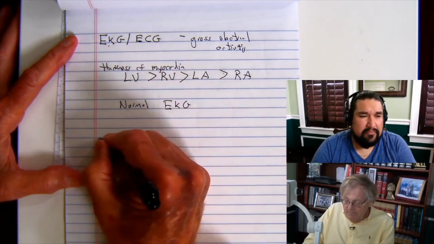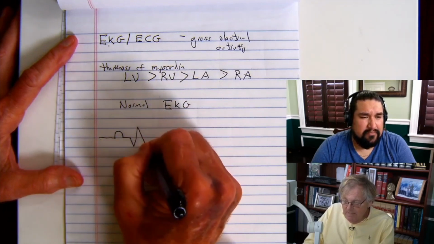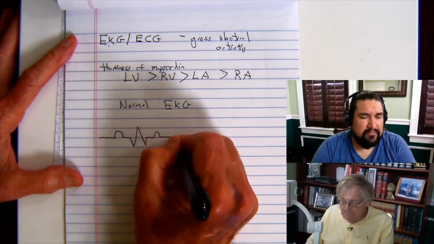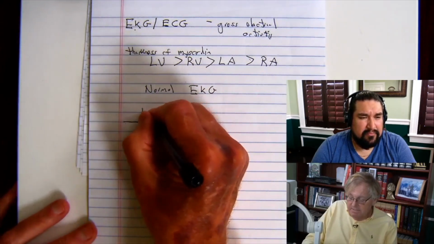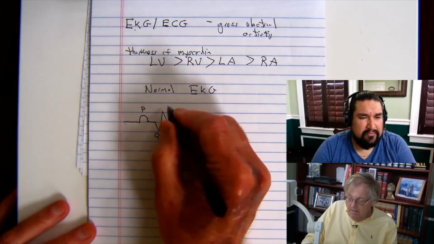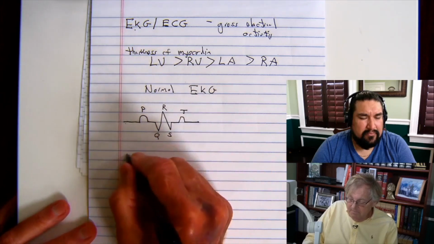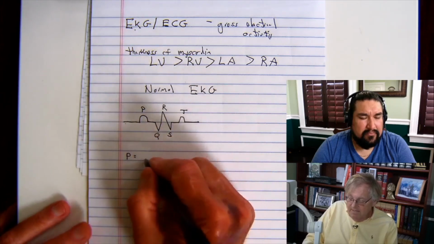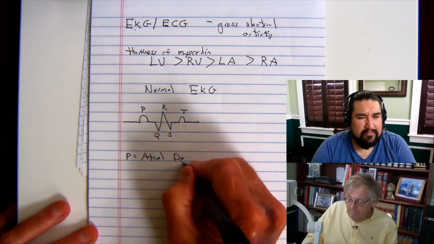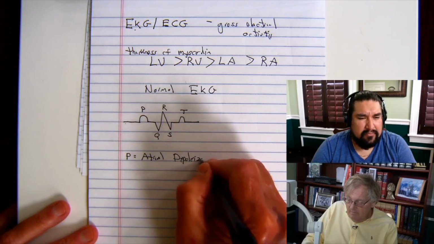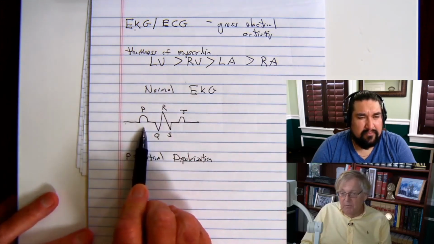In a normal EKG, we're going to start with a flat line, then a bump elevation up. I'm going to come down, up, and over. That's kind of a textbook EKG. We're going to label that as a P, a Q, an R, an S, and a T. The P is going to signify atrial depolarization. So that's the upper chambers of the heart depolarizing.